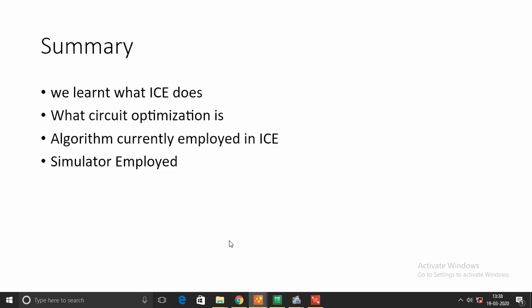So what have we learned so far? We learned what ICE does, what circuit optimization is, what algorithm is currently used for ICE, and what simulators we have used. So these are the things we have learned today.